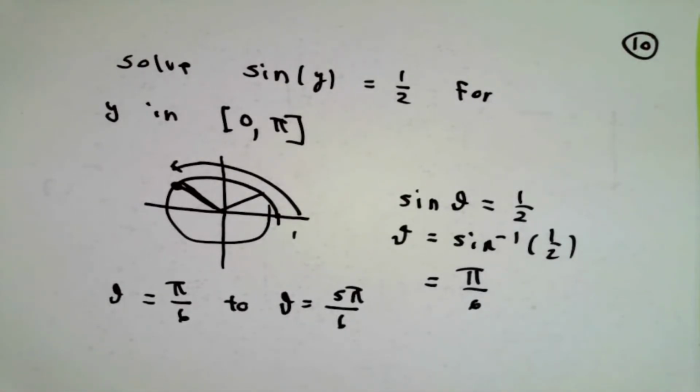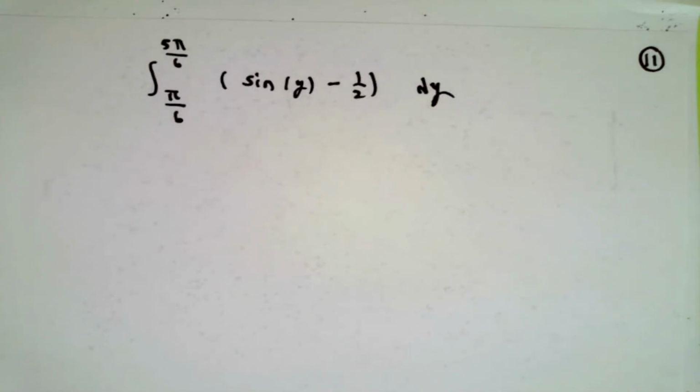There are two values in the range 0 to pi which will make sine of the angle equal to 1/2. One of them is pi over 6, the other is 5 pi over 6. These are the limits of integration on our integral. Dealing with the fact that there's no x in this problem at all, only y, this is now an easy integral to calculate.